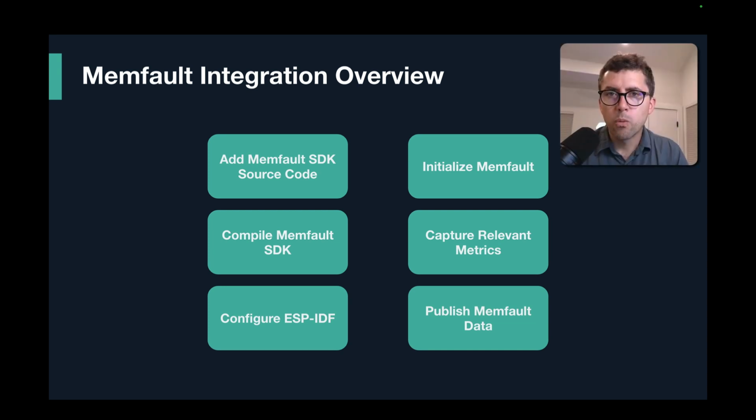Okay, so what is this integration? What does it include? These steps are pretty much the same on any microcontroller, any operating system. We'll follow the same principles. The first thing we'll want to do is add the Memfault SDK source code to our project. So we'll check out the open source project first, and then check out the Memfault SDK. It's also open source, and add it inside the project. Then we'll want to make sure our build system is building the Memfault SDK source files. So we'll do a little bit of CMake configuration to point it to the Memfault source code.